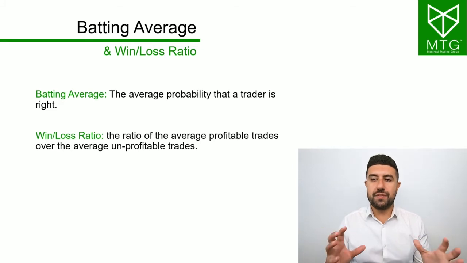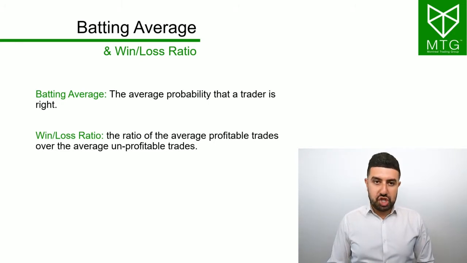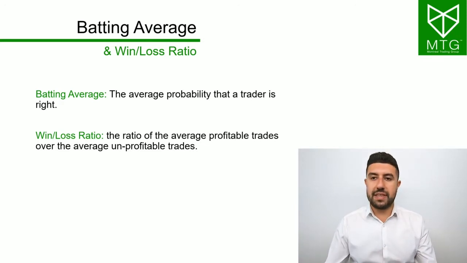There's a bunch of different ratios and numbers we want to look at to be able to better analyze our historical trades. In the next few lectures, we're going to talk more about that, and I'm going to give you an Excel sheet where you can put in your trades and see what your performance is. Some of the numbers on this sheet are going to be the batting average and the win-loss ratio. So you need to understand them.